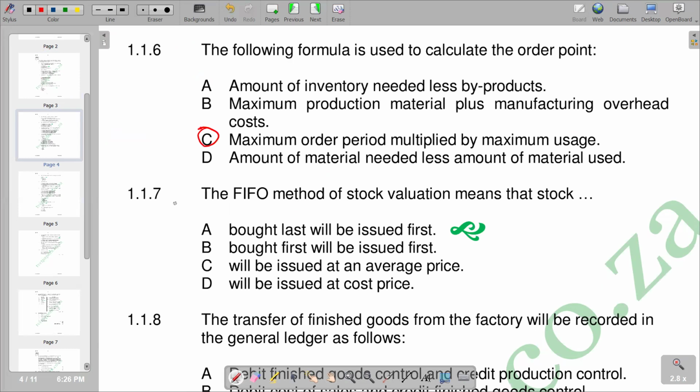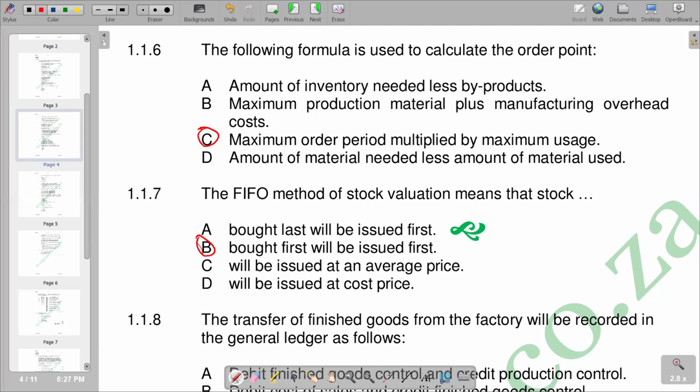1.1.7, the FIFO method of stock valuation means that, remember, FIFO is first in, first out, that the first goods that are bought are the first to be sold. According to the responses that we have, we have got B, the stock that is bought first will be issued first. As simple as that. So we have got B here.